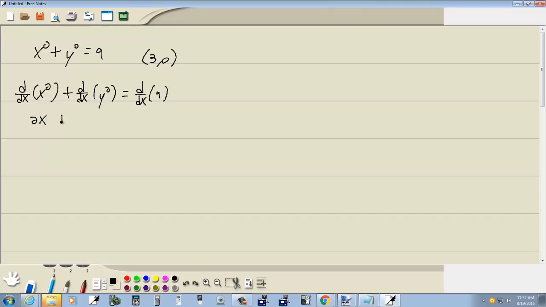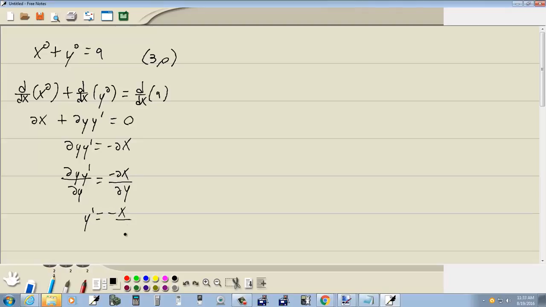x squared becomes 2x plus, now since this is a y, we take the derivative like normal, so this would be 2y, but then, since we're taking the derivative with respect to x, we have to throw on a y prime or dy over dx. And the derivative of 9 is 0. Now I want to solve for y prime, so I'll take 2x to the right side. So we got 2y y prime is equal to negative 2x. Divide both sides by 2y. And those 2's cancel, the y's cancel, and we got y prime is equal to negative x over y.